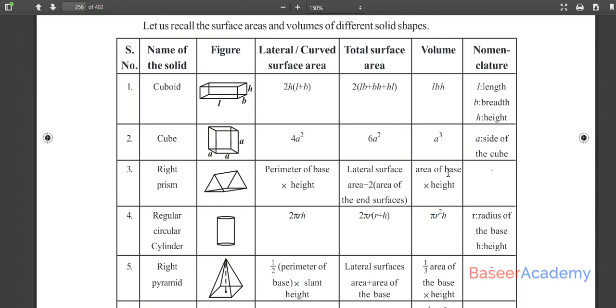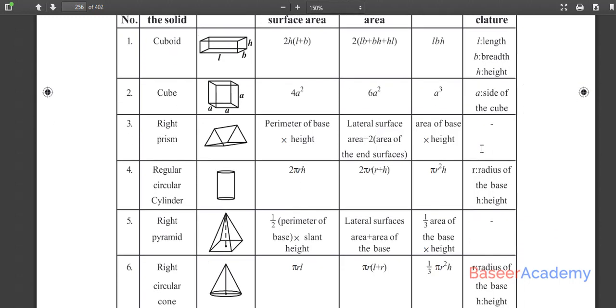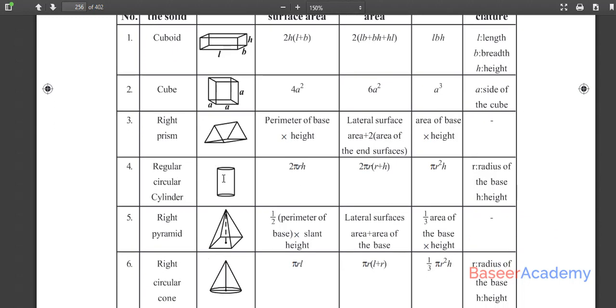And for area, the powers of the variables will add up to 2, right? In a cuboid, you have three dimensions: length, breadth, and height. So you have three variables here: L, B, H. In a cube, you have just one variable, a. In a cylinder, you have two variables, r and h.